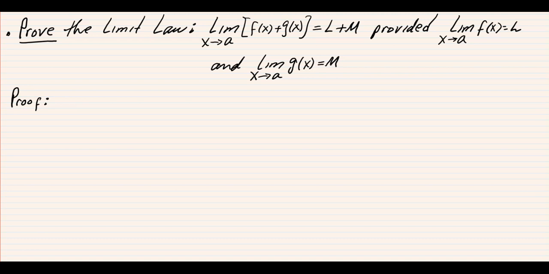We're going to begin this proof by letting epsilon be positive. Remember, what we want to show is that if we get close enough to a, that is, the absolute value of x minus a is less than delta, then the difference between the sum of the functions and the sum of the limits is going to be less than epsilon.